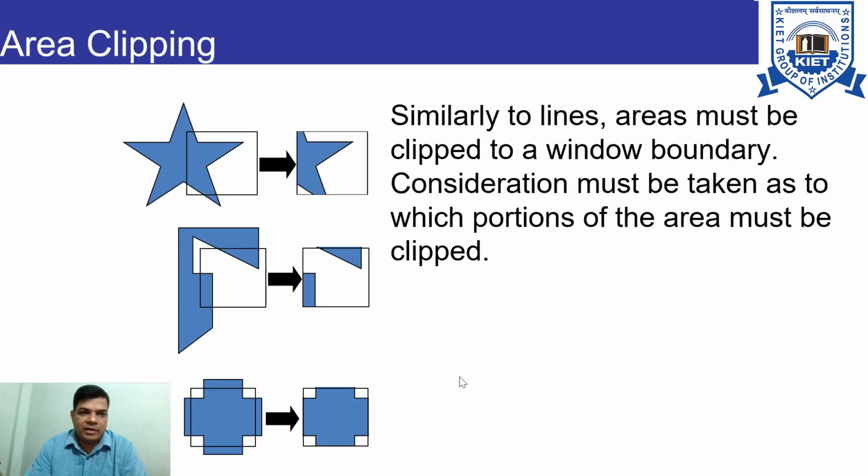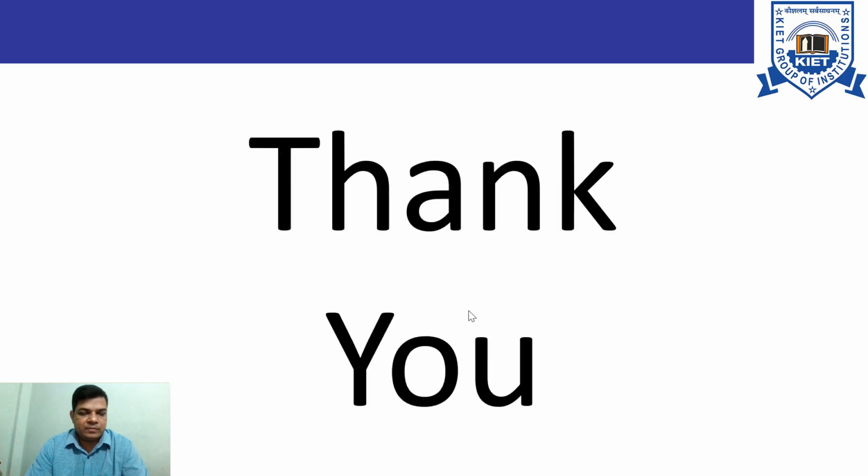And then we could have area clipping. Similarly to lines, areas must be clipped to a window boundary. Considerations must be kept as to which portions of the area must be clipped. So you can see in the figure, the portion which is coming inside the window will be kept for display, and this portion is visible while the rest of the portion is not visible. So in this way we are able to perform area clipping.